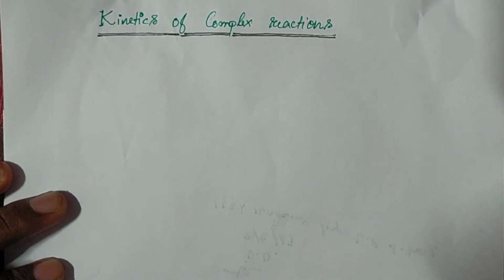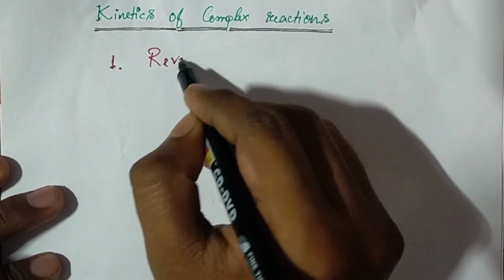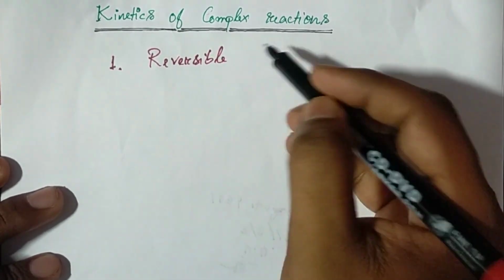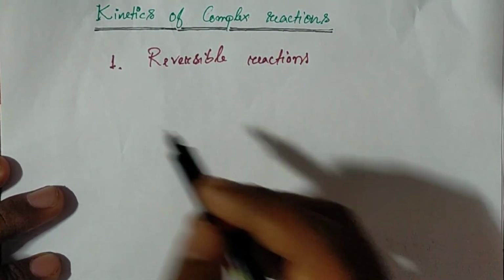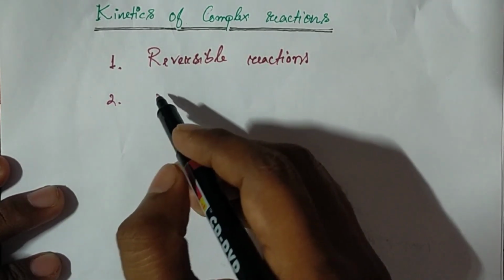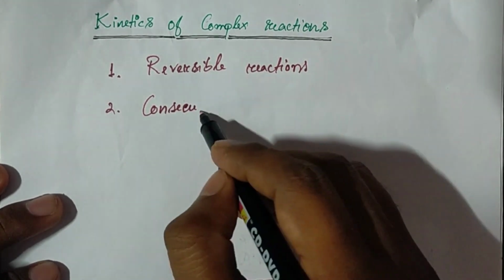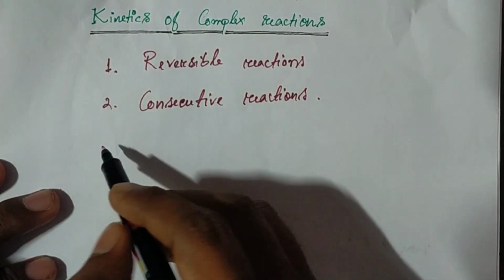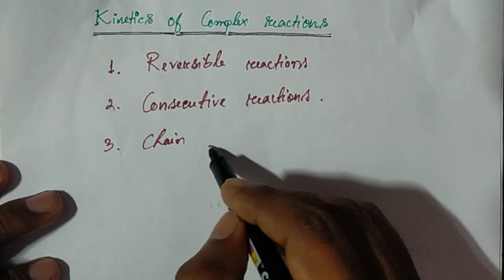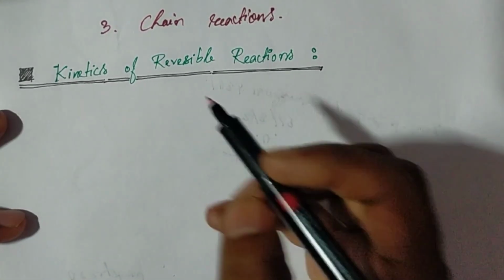So there are three categories. The first one is reversible reaction. The second one is consecutive reaction. And the third one is chain reaction. Now let's discuss the kinetics of reversible reaction.